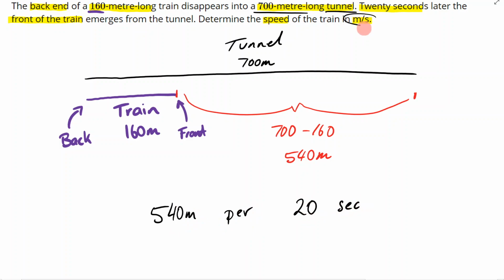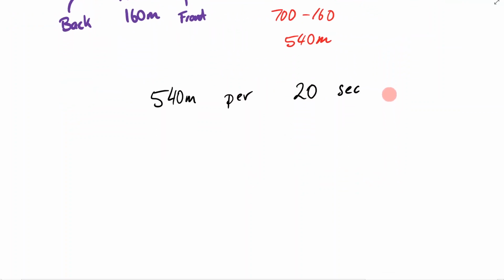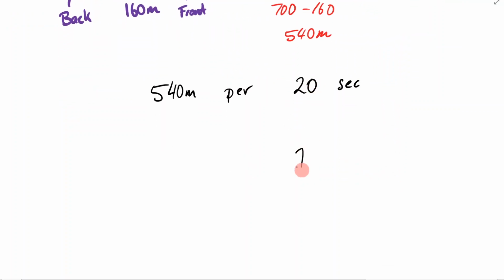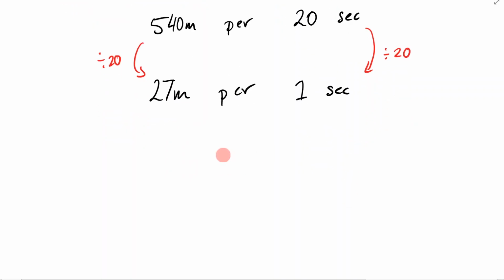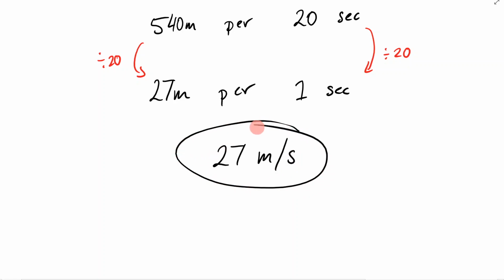Now, I have to give my answers in meters per second. So what that means is that this right here has to be 1 second. To do that, how do I go from 20 to 1? You guessed it, you divide by 20. So I'm going to divide both sides by 20. You can use your calculator here. What's 450 divided by 20? It's going to be 27. 27 meters per 1 second. So that means it's 27 meters a second. And that's going to be my answer.